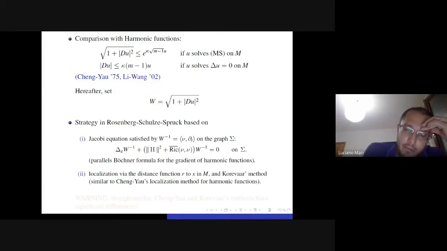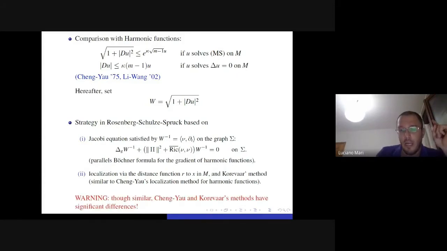This equation is localized via the distance function on the manifold by using a method that is due to Korevar. And Korevar's method is similar to the method used by Cheng and Yau for harmonic functions. Okay, but warning, though similar, these two methods have significant differences, and Korevar's method is, to me at least, much more obscure.